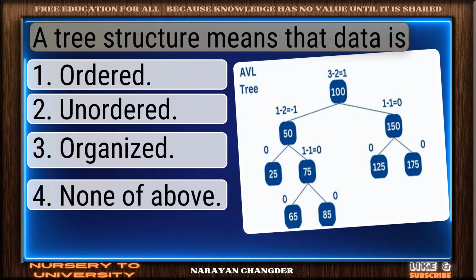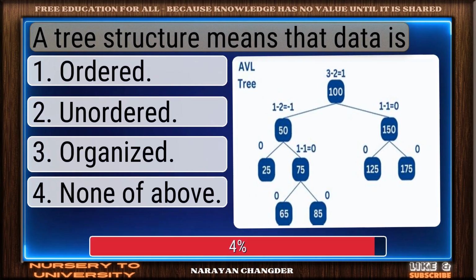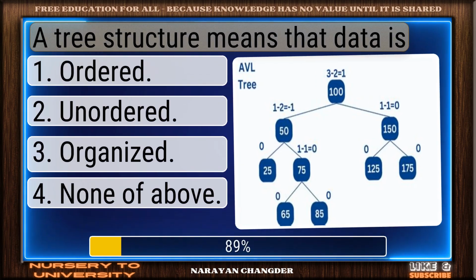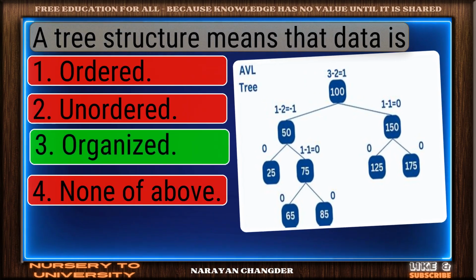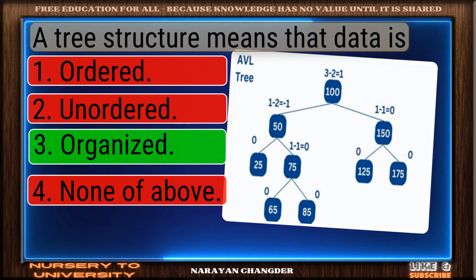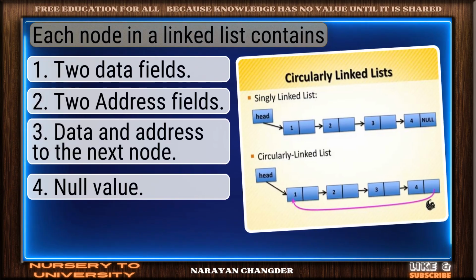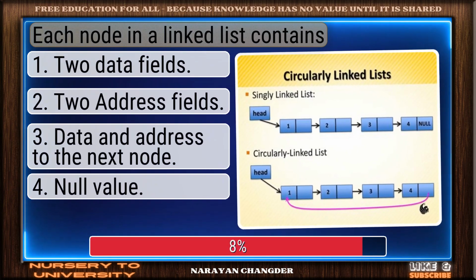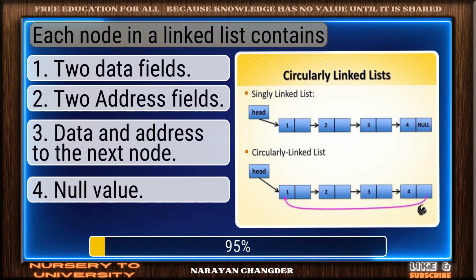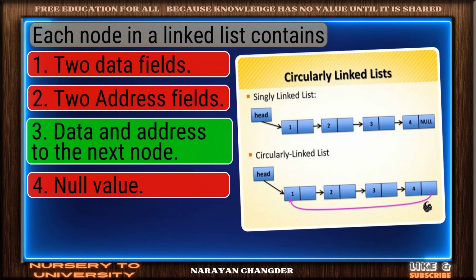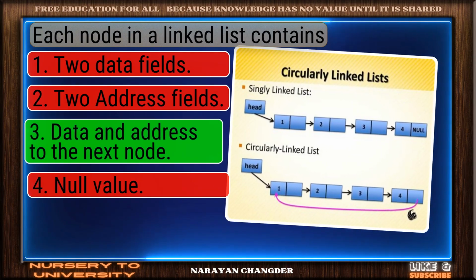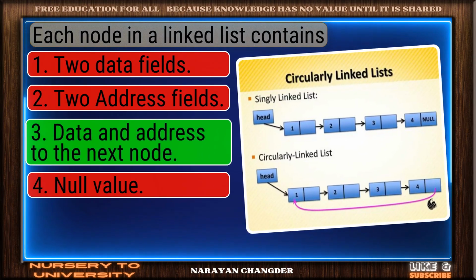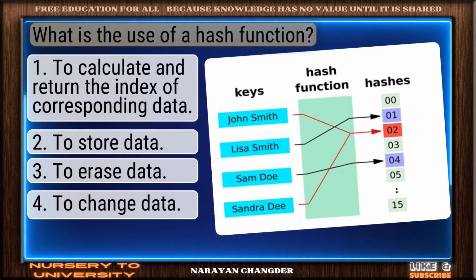Question number 13. A tree structure means that data is. Nice selection. Organized is the correct and valid answer. Question number 14. Each node in a linked list contains. You chose data and address to the next node. And it is correct.